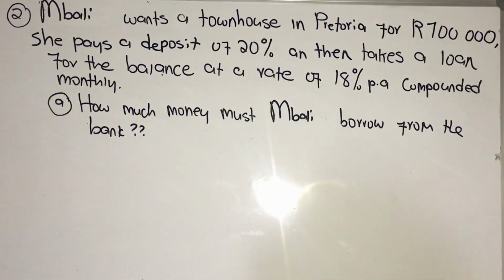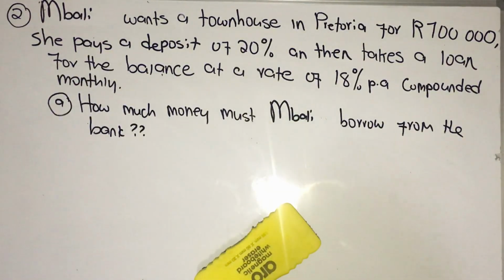Our next question is as follows. We are told that Mbali wants to buy a house in Pretoria for 700,000 rands. She pays a deposit of 20% and then takes a loan for the balance at a rate of 18% per annum, compounded monthly. Okay, so our first question, they're asking us how much money must Mbali borrow from the bank.